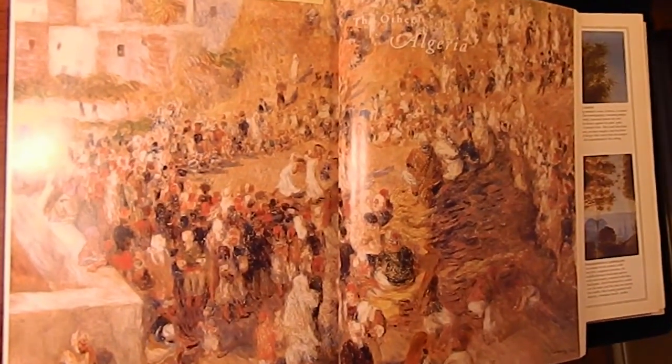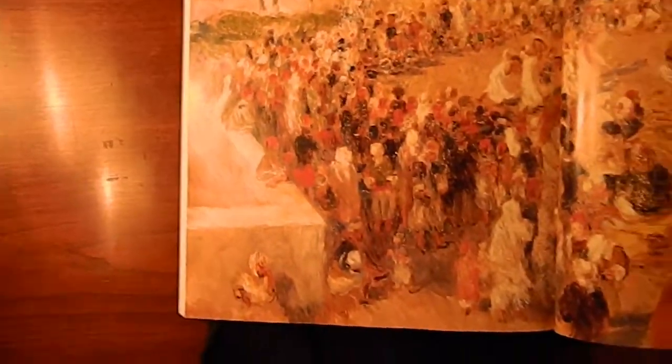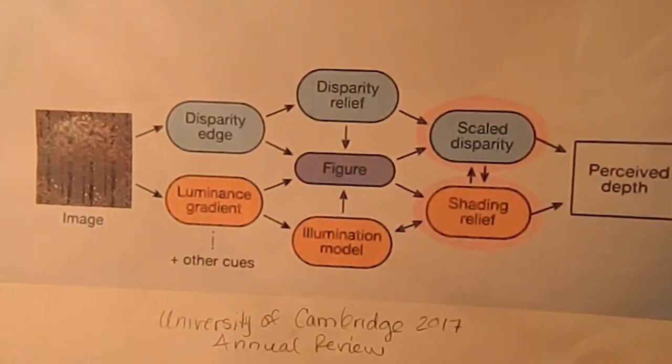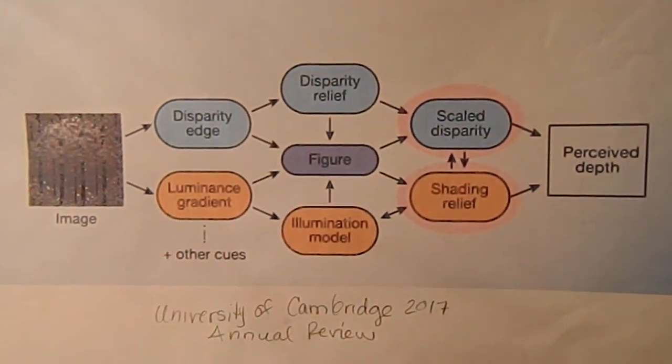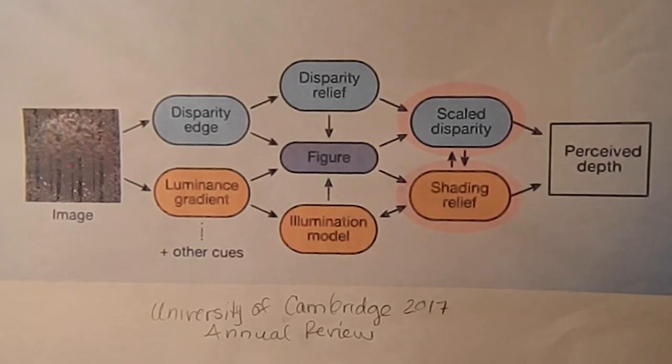And then lastly, this is a painting by Renoir when he was in Algeria, and it's a great example of Gestalt, how the sum of the parts is different than the whole. Okay? So you can think a little bit about these things as you look at images and how we perceive depth.